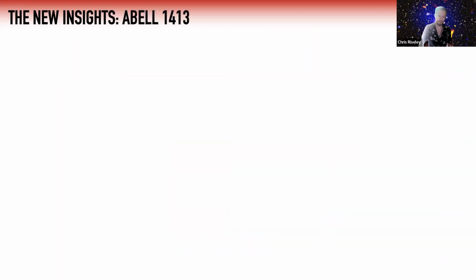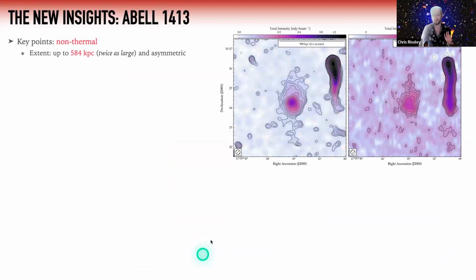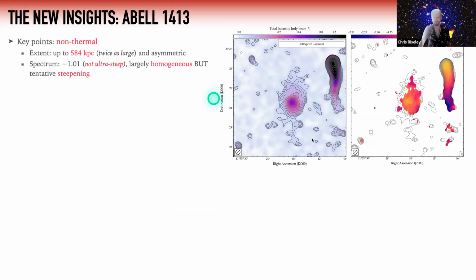Moving on to Abell 1413, again going into the non-thermal view first. Again, we have MeerKAT on the left, LOFAR on the right, and MeerKAT's phenomenal sensitivity allows us to recover diffuse emission up to around 580 kiloparsec, which is twice as large as previously reported. And it is also asymmetric. It's very much extended in the north-south direction, but east-west, it's much more compact. The spectral index is, again, not ultra steep and largely homogeneous, but we have tentative evidence of steepening.